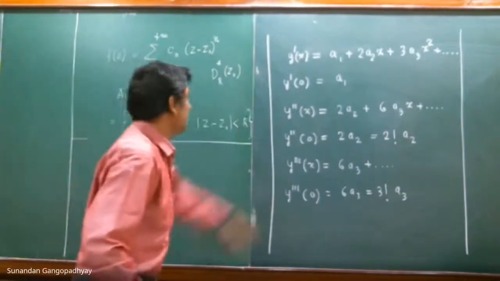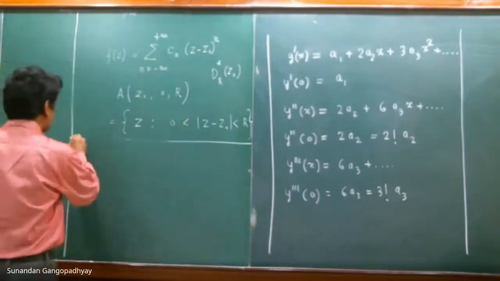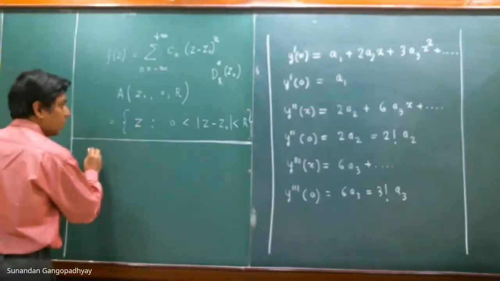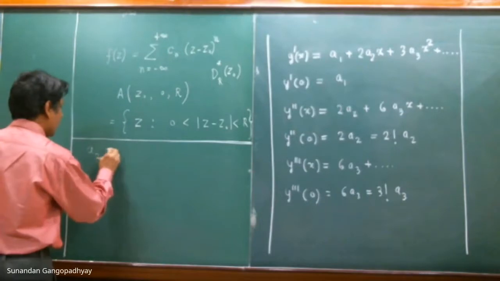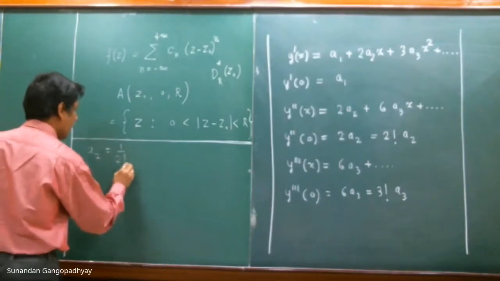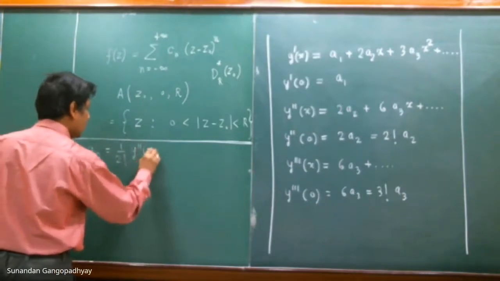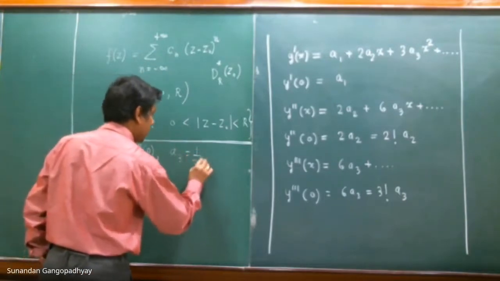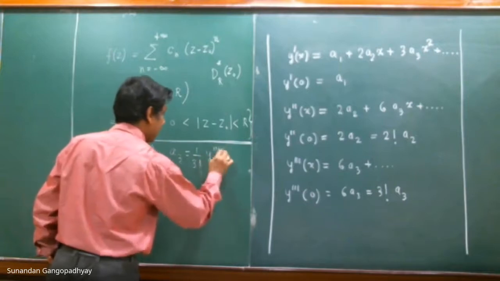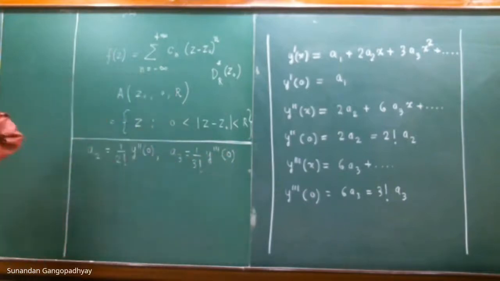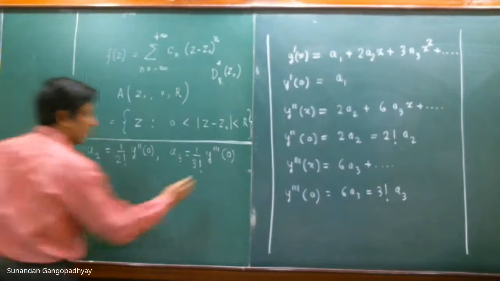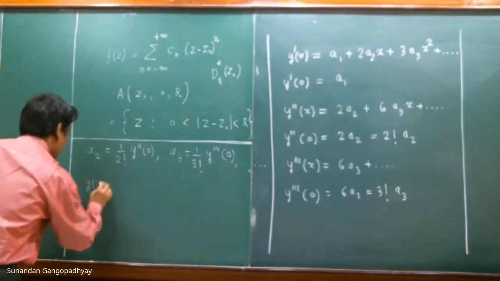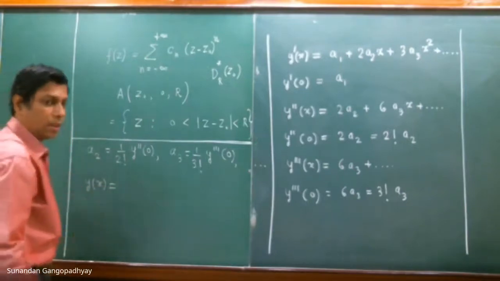Now from here, the things that we have worked out so far, you can immediately see that a2 is 1 by 2 factorial y double prime 0. a3 is 1 by 3 factorial y triple prime 0, and so on. And in this way it goes on, and therefore now you can write down the function y of x.